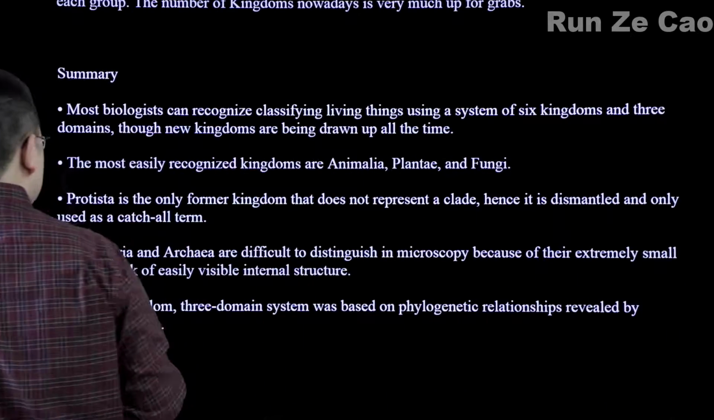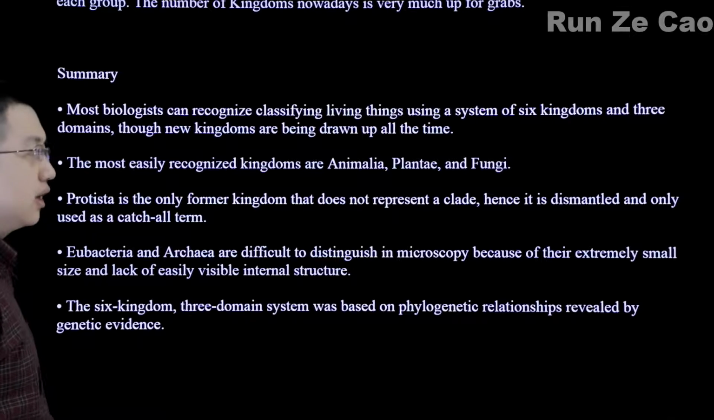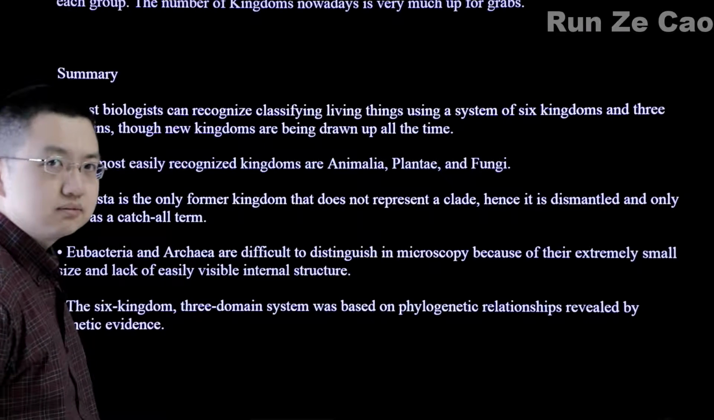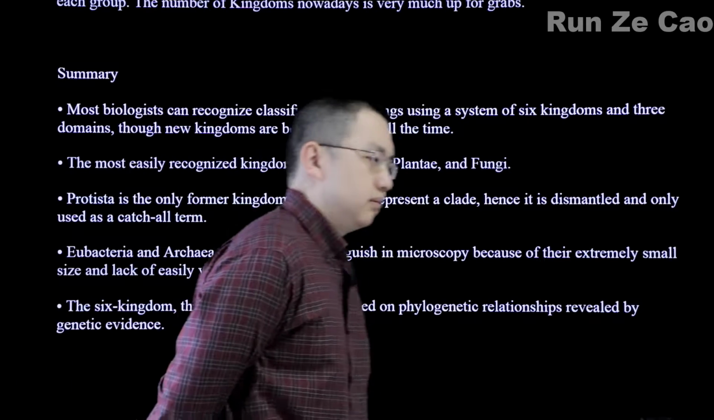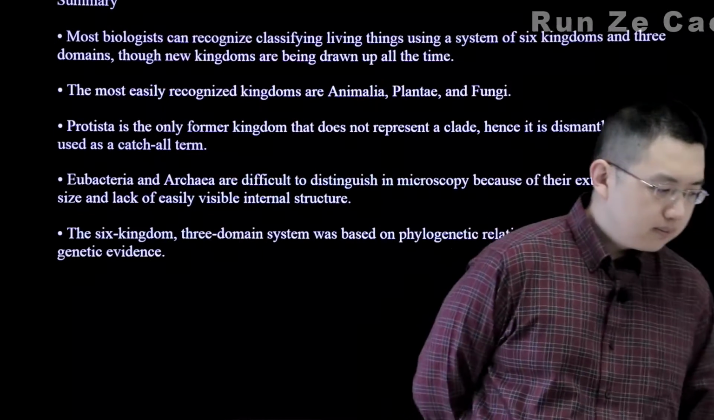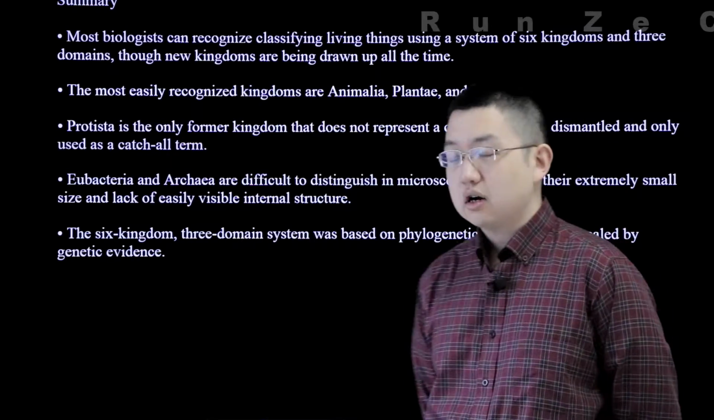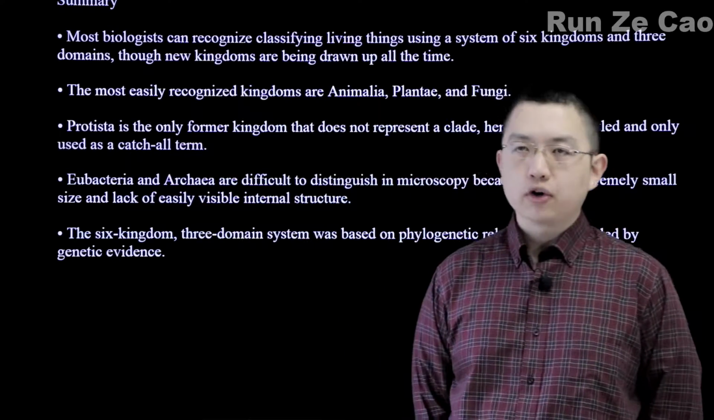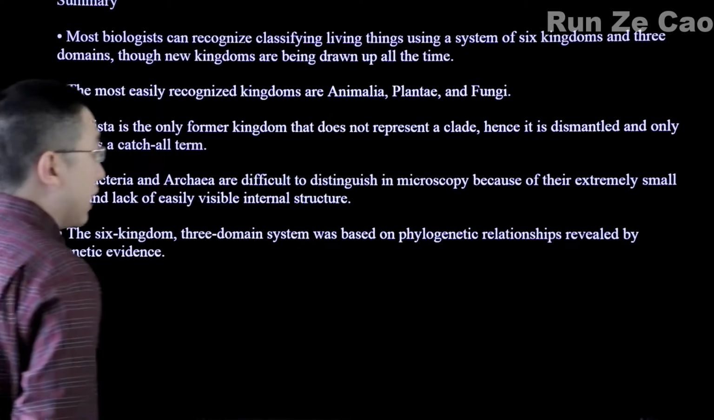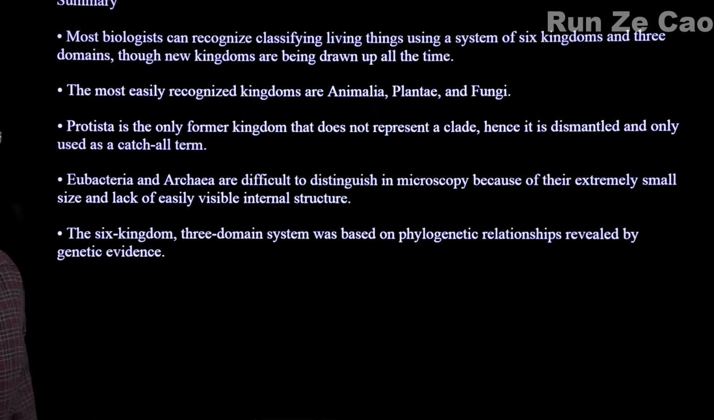So, the most easily recognized kingdoms are Animalia, Plantae, and Fungi because they're the most obvious to the naked eye, pretty much. Protista is the only former kingdom that does not represent a clade, or to be more specific, not a monophyletic clade. Now this is dismantled now, and it's only used as a catch-all term of convenience.